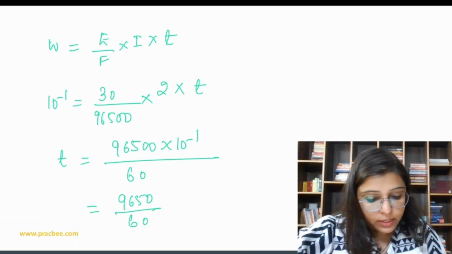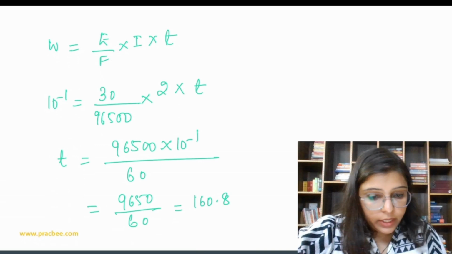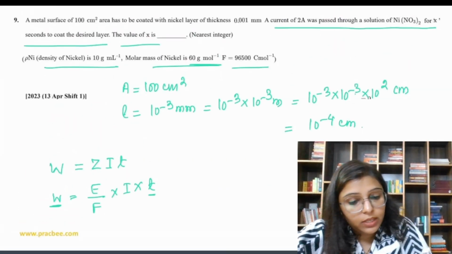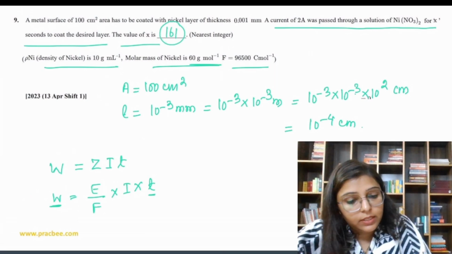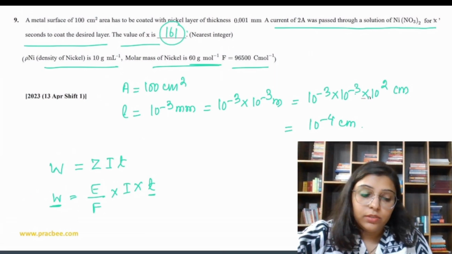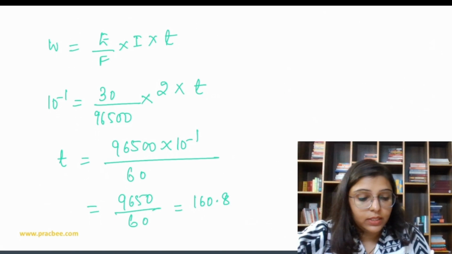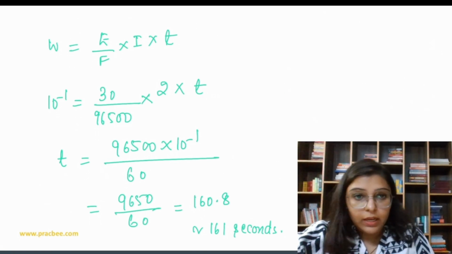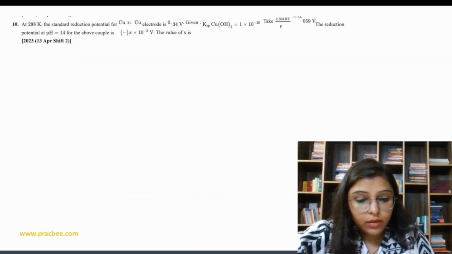So we get 160.8. To the nearest integer, we are going to write 161 as the answer. So time is equal to 160.8 or 161 seconds. Okay, is it clear? Let's do the next question then.